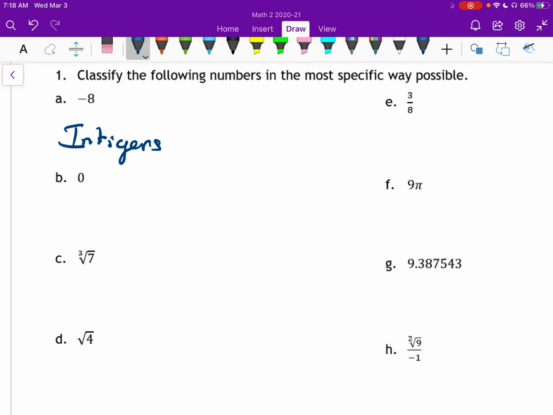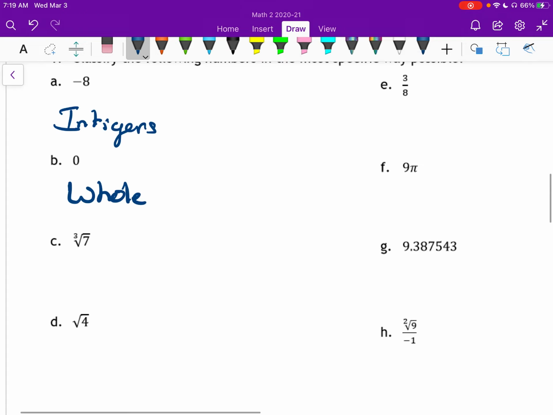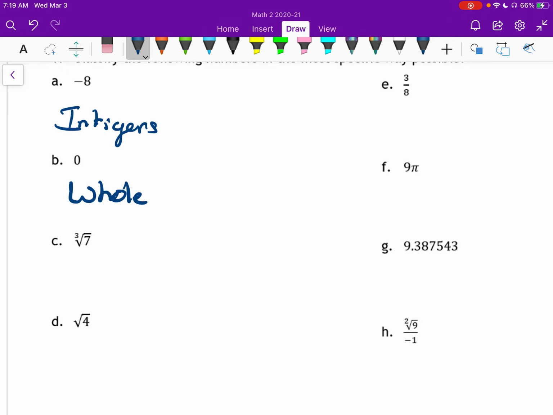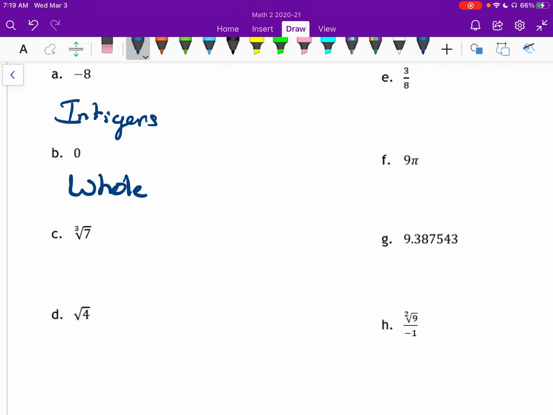Going straight down to B, B is 0. 0 is a whole number. The cubed root of 7. If you have any kind of root, and it's not a nice, pretty root, it's going to be irrational, right? If you had the square root of 4, like in D, that's equal to 2, so that's a natural number. But the cubed root of 7 is going to be irrational.